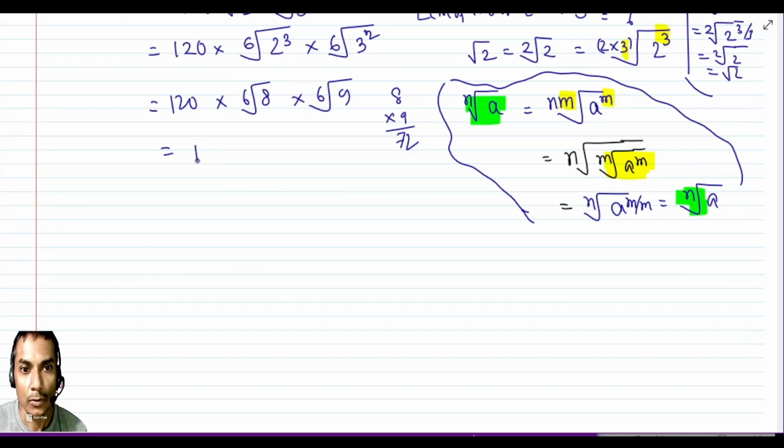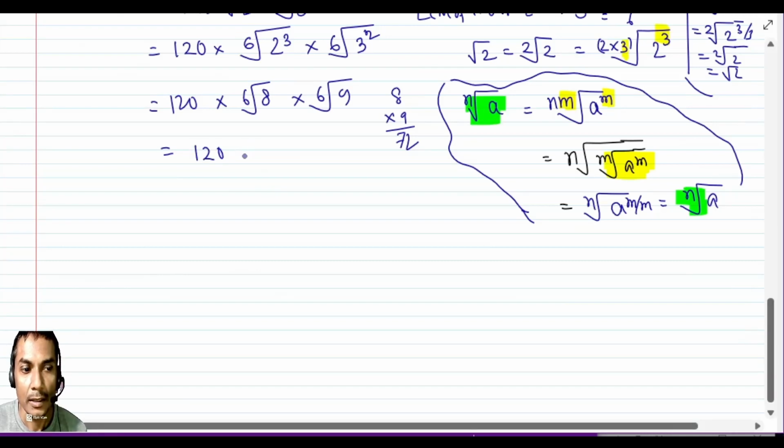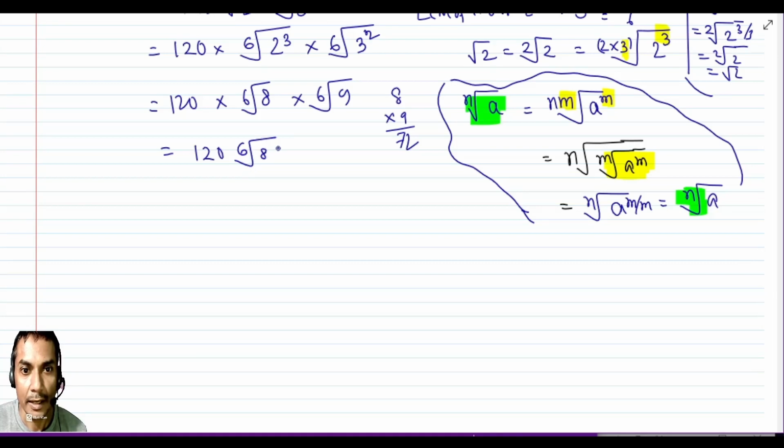So this is the 120, here will be 6, and inside 8 into 9. Okay, so ultimately we get 120 6th root of 72. So this is the right answer. So with this concept you can answer any kind of this question.